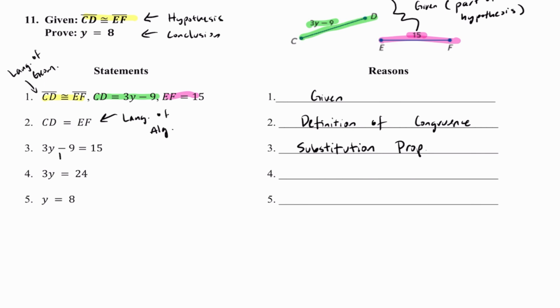So I need to add both sides by 9, and that is the addition property of equality. So I have 3y equals 24. I got to divide both sides by 3. And me dividing both sides by 3 is what we call the division property of equality. So what were you trying to prove again? Y equals 8, which is what we have over here.